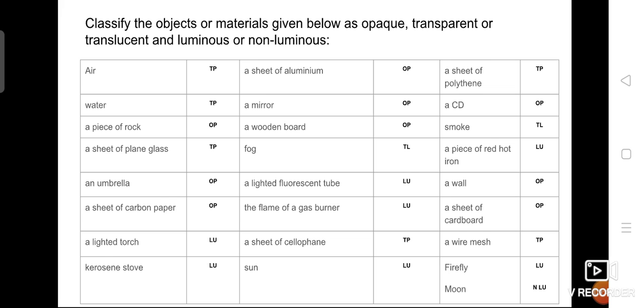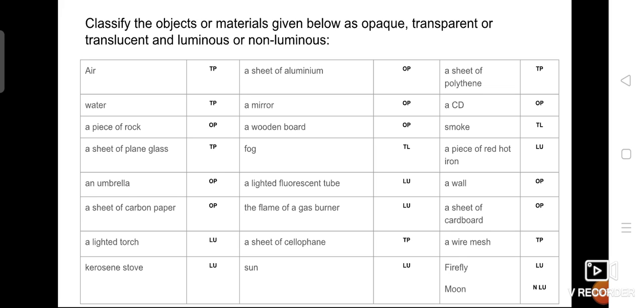A sheet of cellophane, cellophane tape, have you seen? It is transparent. Next, sun. Sun is the natural source, we very well know, and it is a natural luminous object.